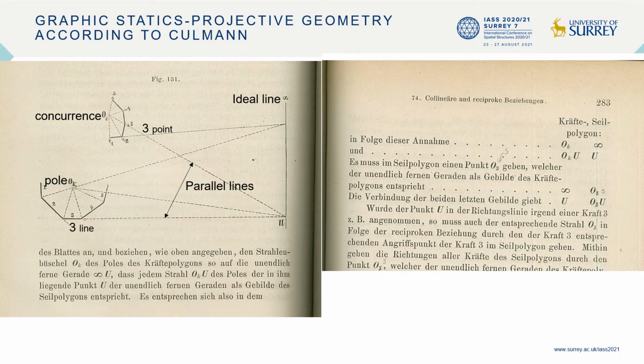The relation between synthetic projective geometry and graphic statics was summarized by Culmann, at least for systems of concurrent forces. In his diagram, we have forces 1 through 5 along with pole O sub K that transform to the intersections of funicular lines representing a set of forces with point of concurrence O sub S.